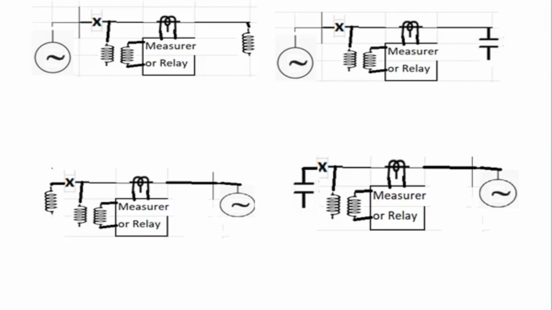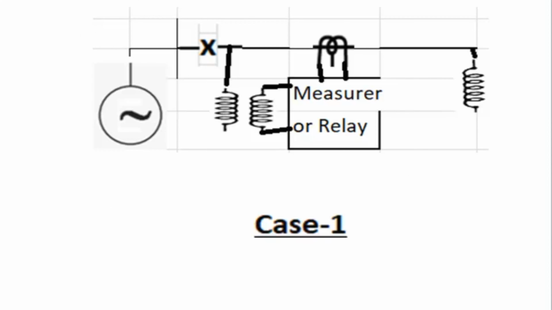We are going to analyze four types of load current. Here you are seeing four types. One is inductive load in the forward direction, and capacitive load in the forward direction. Another case is inductive load on the back side of the measurer unit, or capacitor on the back side of the measurer unit. We will see one by one.